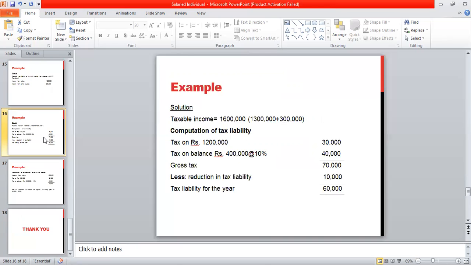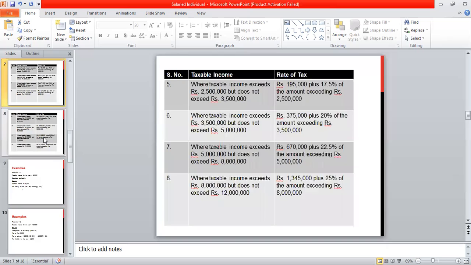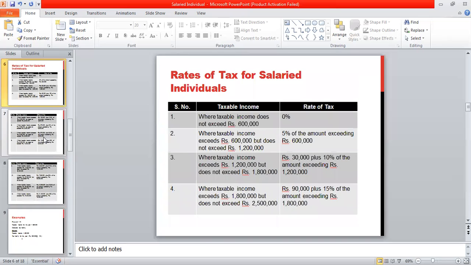Now tax on rupees 12 lakh. Why do I write this? From this rate, rate number 3, where taxable income exceeds rupees 12 lakh but does not exceed rupees 18 lakh, and 16 lakh is in between 12 lakh and 18 lakh. Here rupees 30,000 plus 10% of the amount exceeding rupees 12 lakh. 30,000 is compulsory with 12 lakh, and if there is an increase in taxable income more than 12 lakh, we calculate 10% on that amount.